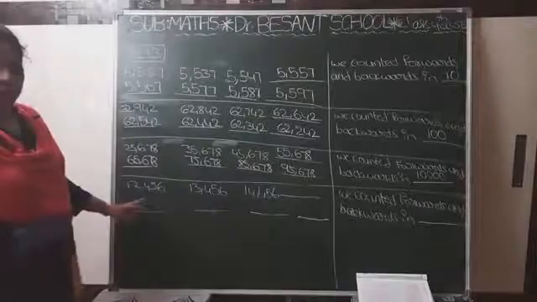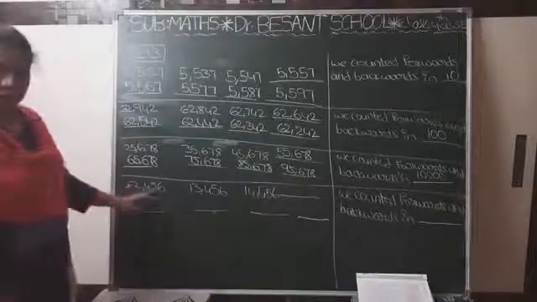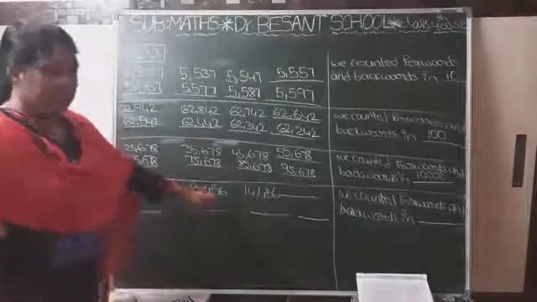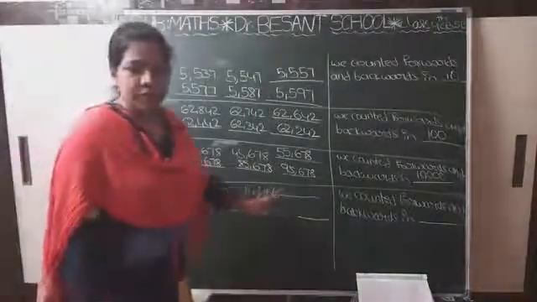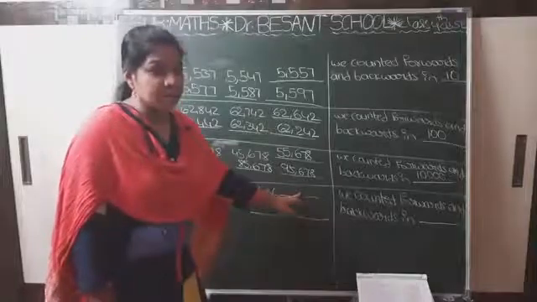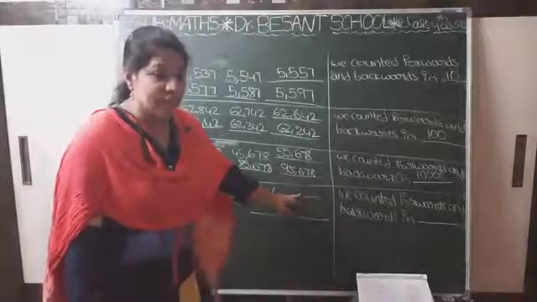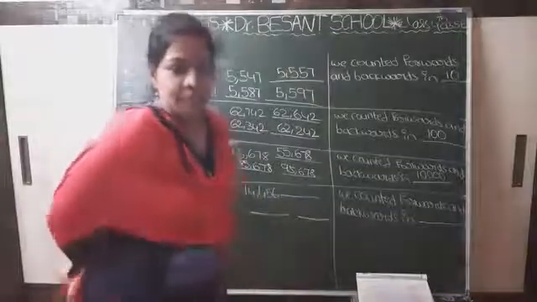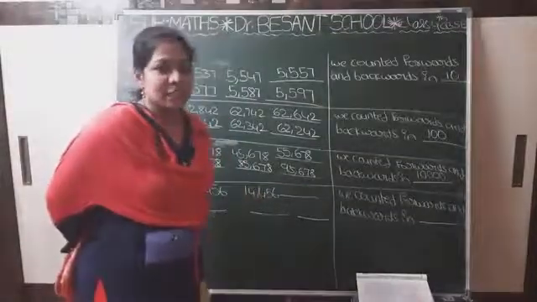Now coming to this problem, observe children, 12,456, 13,456, 14,456. What will be the next term? Say children, 15,456. How do you say that one? How do you say that is the answer?